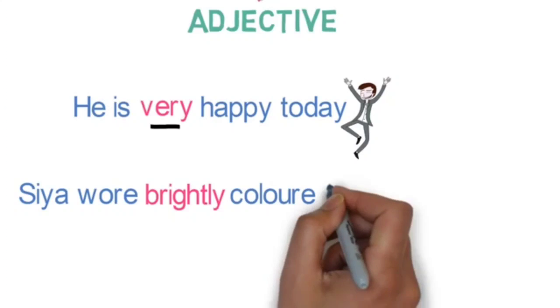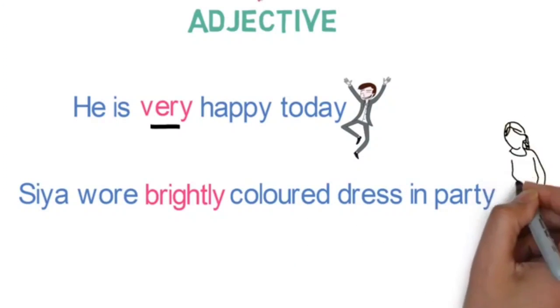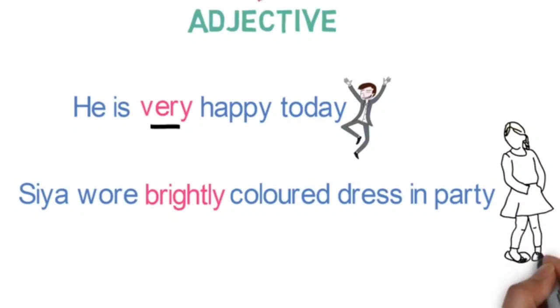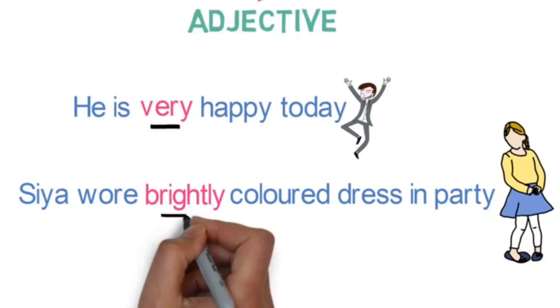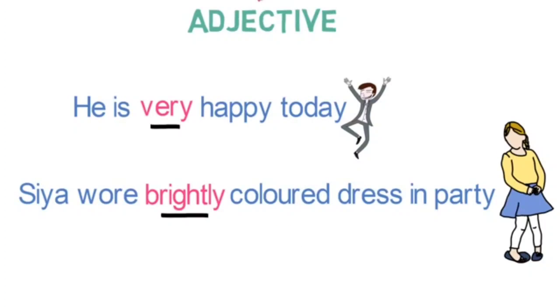Sia wore a brightly colored dress to the party. Here, what is describing the dress? It is color. So, colored is an adjective. Now, what is the intensity of the color? It is described by brightly. So, brightly is an adverb here. Now, you will have understood that an adverb can describe an adjective.